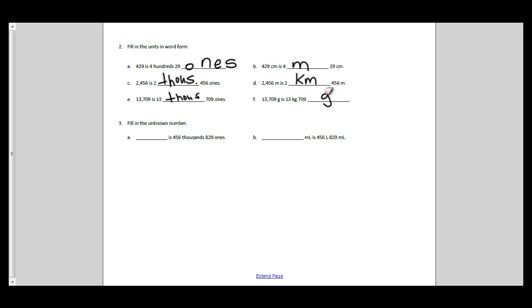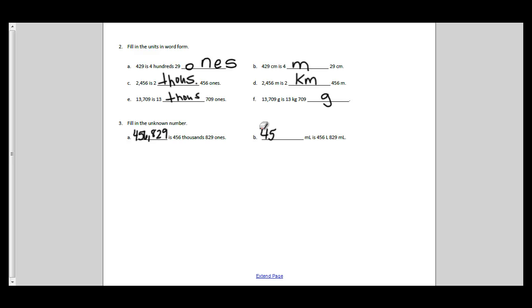Grams, right? All right, so what number would be 456,829 ones? That'd be 456,829. Okay, see if you can do B. How many milliliters would there be in 456 liters, 829 milliliters?